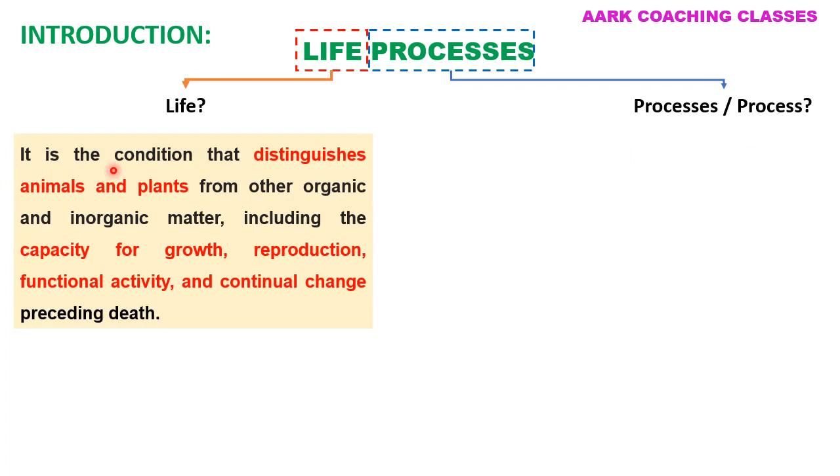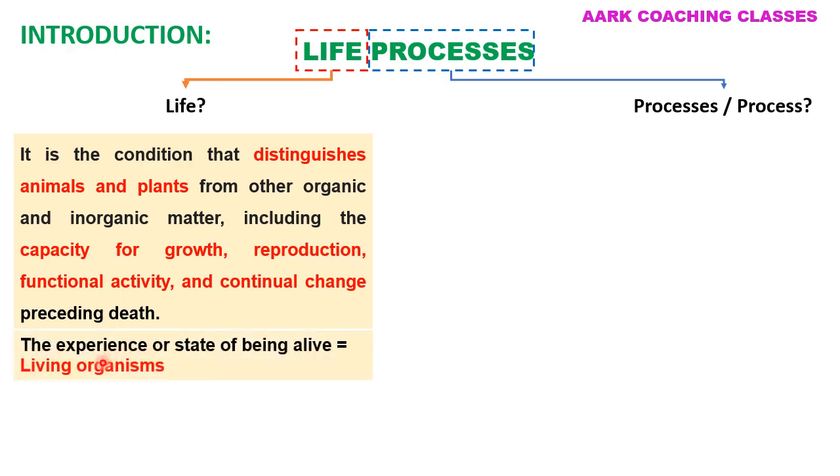It is a condition that distinguishes animals and plants from other organic and inorganic matter, including the capacity for growth, reproduction, functional activity, and continual change preceding death. So before death, organisms show a variety of characteristics. They have capacity for growth, reproduction, functional activities like movement, making sound, making noise, continual change. You know, change means what? Plants flower, they grow, people age. So many changes are occurring in the body of an organism when it is alive, right?